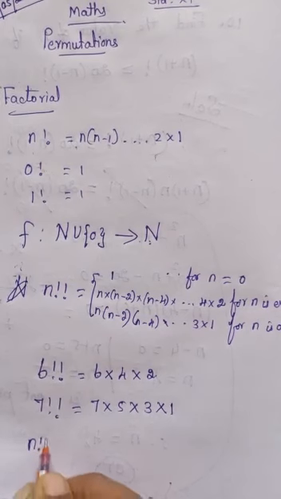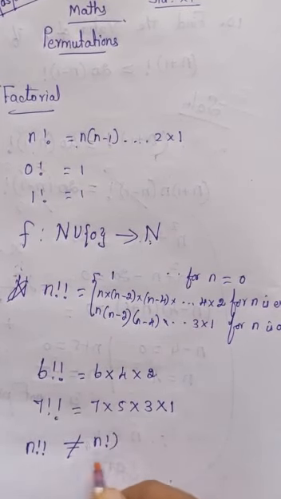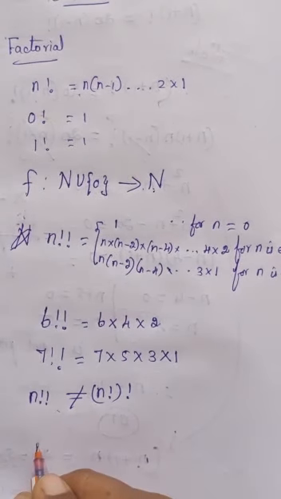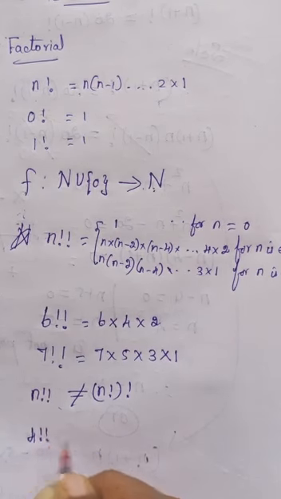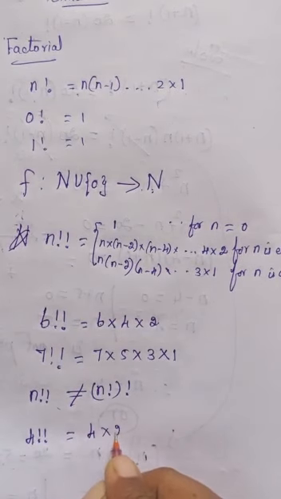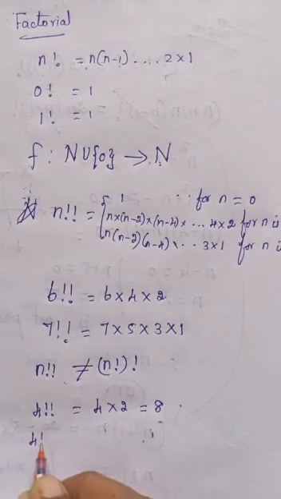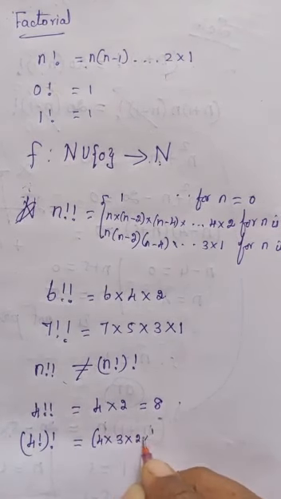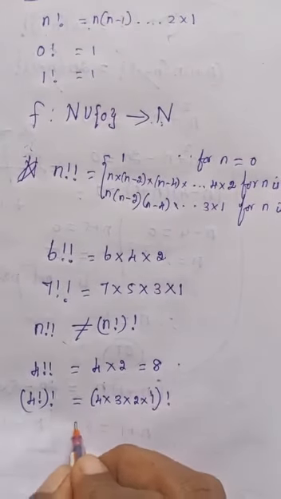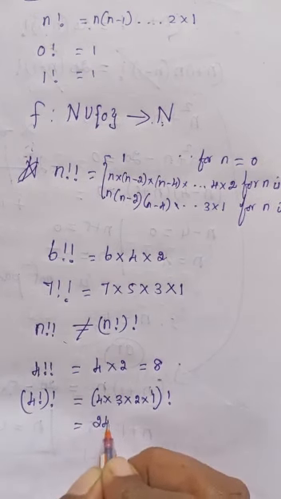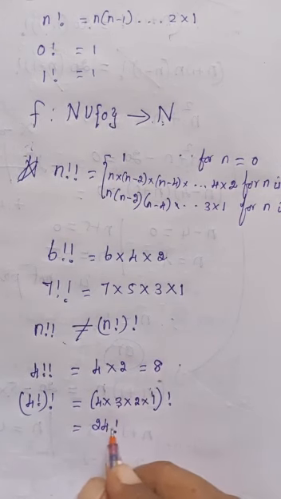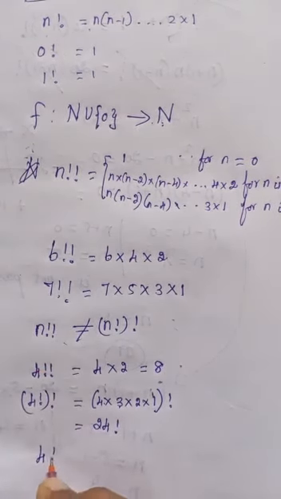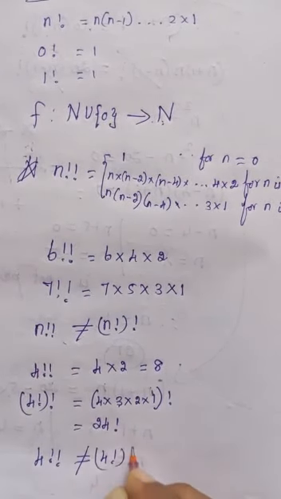And now n double factorial is not equal to n factorial into factorial. See, both are not equal. Shall we check it? We can check it with 4. 4 double factorial, as per this formula, 4 into 2, which is equal to 8. 4 factorial into factorial: what is 4 factorial? 4 into 3 into 2 into 1. When we do 4 into 3, 12. 12 into 2, 24. So, 24 factorial. Are both equal? 24 factorial, when we do, we will be getting a big number, 24 into 23 into etc. So, this 4 double factorial is not equal to 4 factorial the whole factorial.